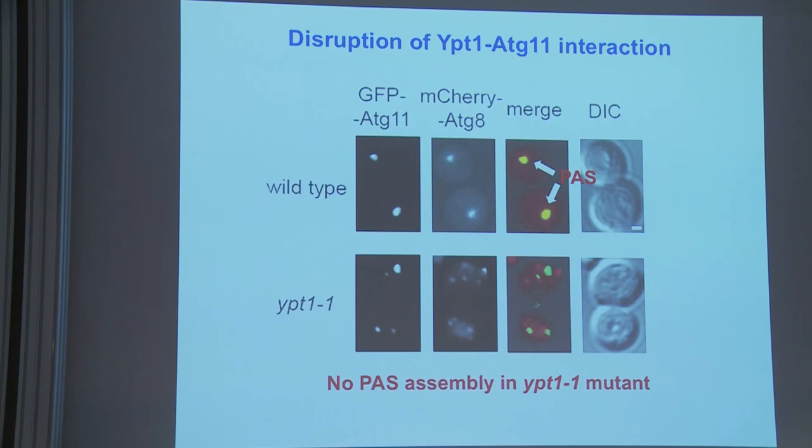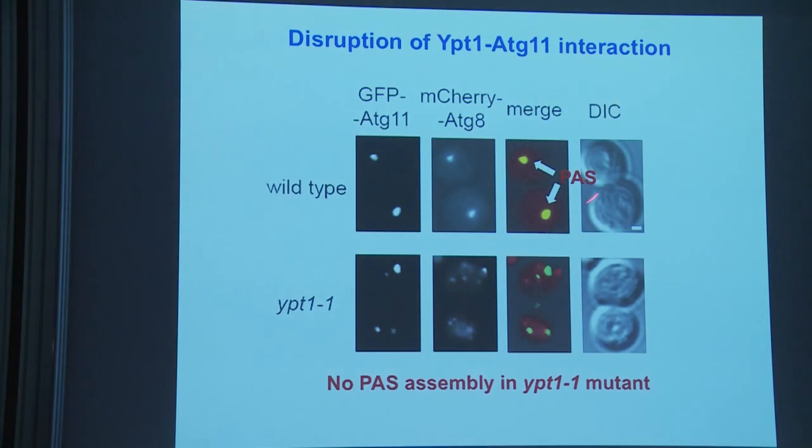or trs85 or atg11, there is no PAS. PAS can be seen by colocalization of two ATGs or more, if you have more. All the ATGs go to the PAS, because I told you it's a protein complex. But in ypt1-1, there is no PAS. There is no colocalization. They don't come together. Okay? So it's true also, as I said, for the whole module.